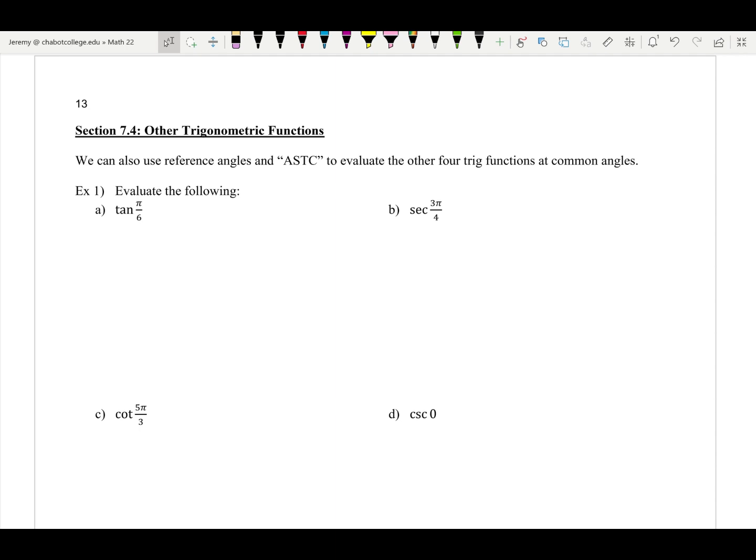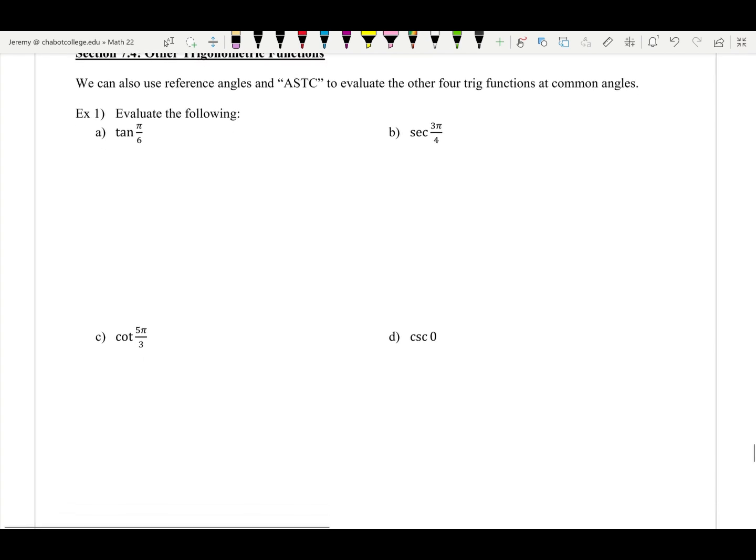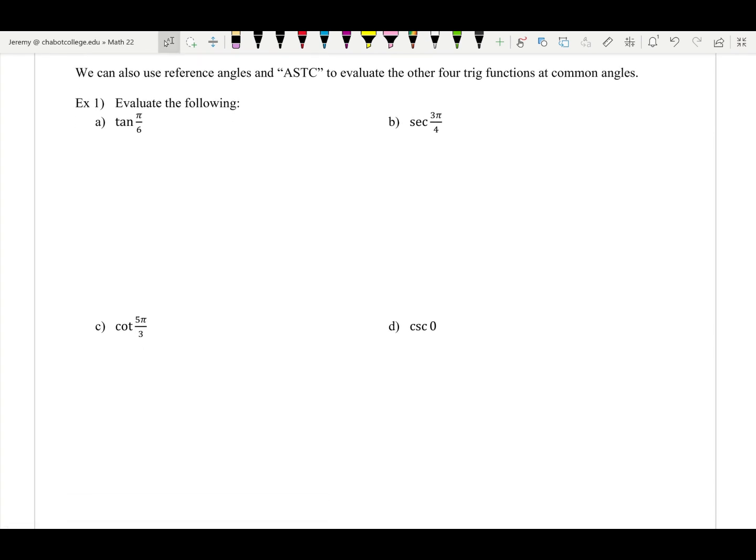So, starting out this section, we just want to look at evaluating these other four trig functions at some particular angles, right? Like we want to find tangent of pi over 6 for 1a. So as it says, above this example here, we can use reference angles. All students take calculus, all the techniques that we saw in the previous section to do this. Let's see how that would work out. For example 1, we're evaluating these trig functions. Let's start with tangent of pi over 6.